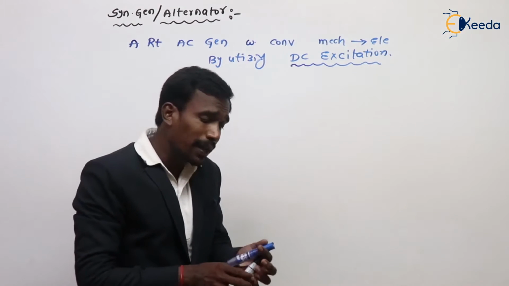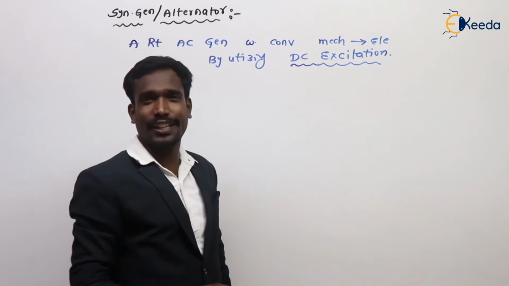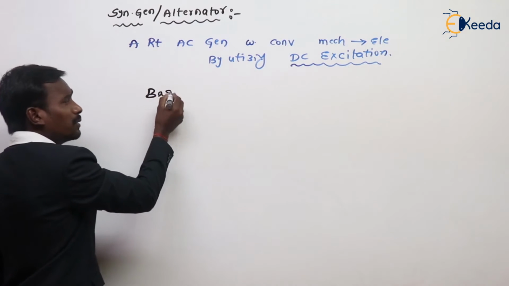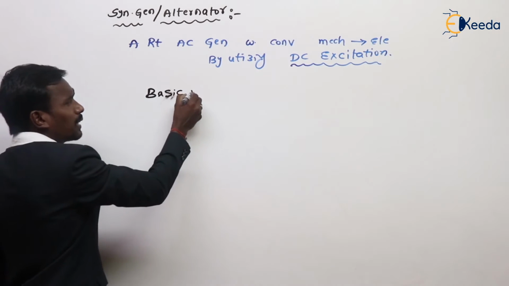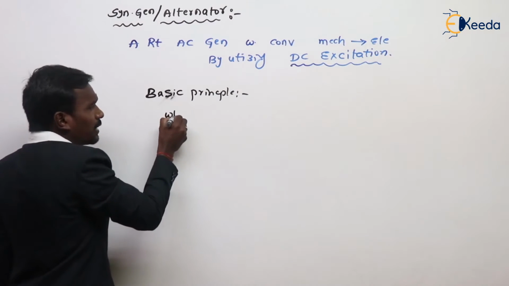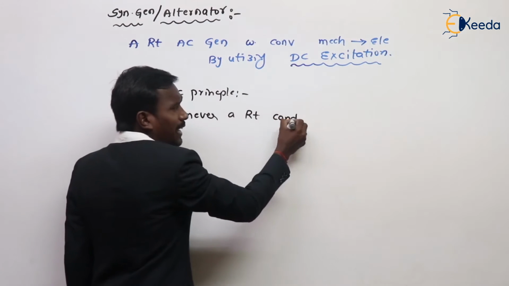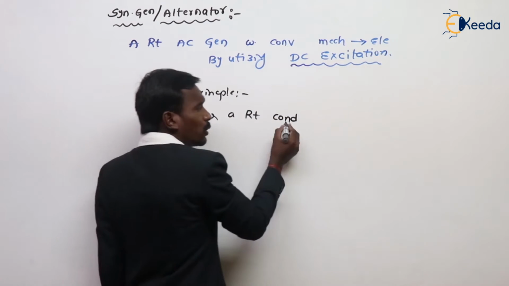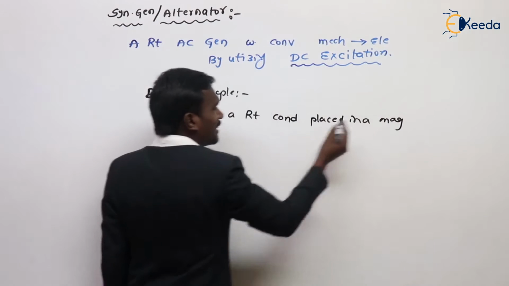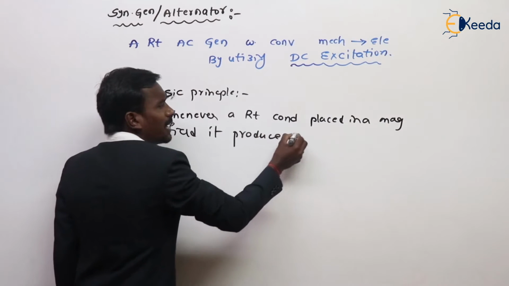Now, what is the basic principle of my alternator? In general, the basic principle is the same for generators. What is that basic principle? The basic principle is that whenever a rotating conductor is placed in a magnetic field, it produces EMF.